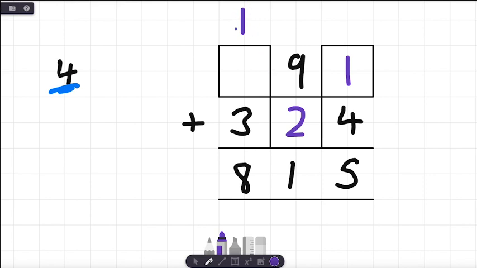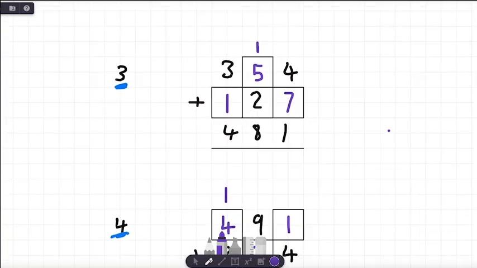And then we've got 100 being made. So we've got 11 tens, so a 1 goes into the hundreds column. 1 plus 3 plus something here gives us 8. 1 plus 3 is 4. So we need another 4 to get to our 800s, giving us 491 plus 324 is 815.